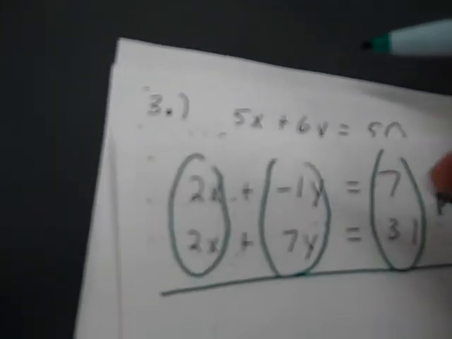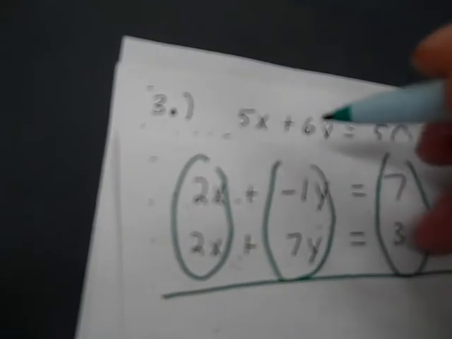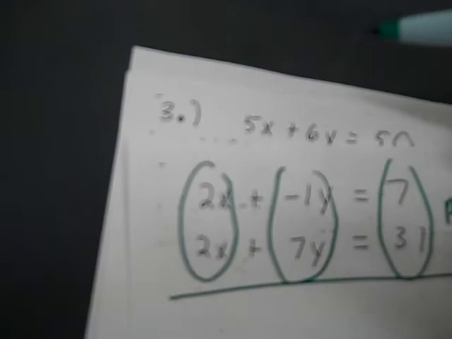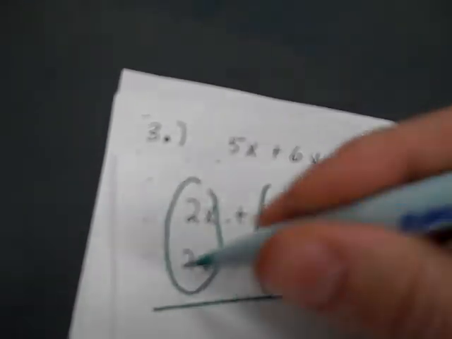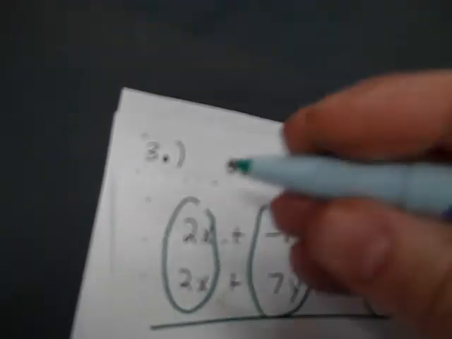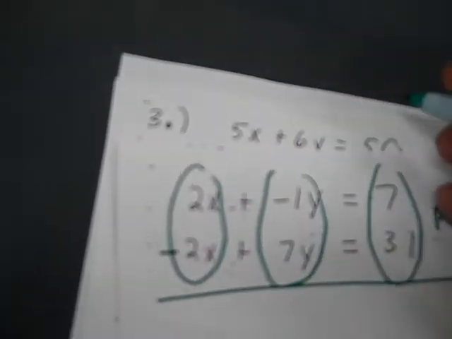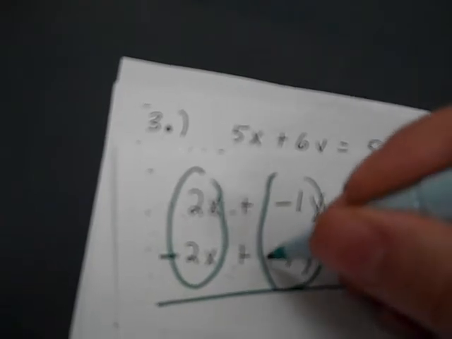But I at least have the same number here. Okay? So when I have the same number, what I can do is what's called a sign switch. All I do is go on the bottom, and change these to the opposite. So the opposite of 2 is negative 2. The opposite of 7 is negative 7. The opposite of 31 is negative 31.